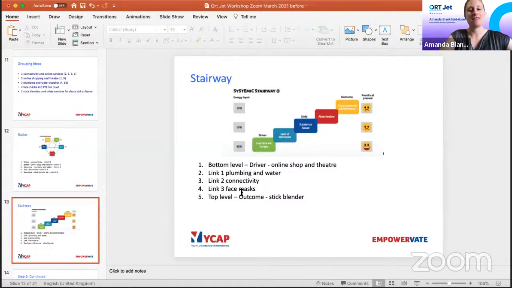And once you've done that, then you can look at the next one, which is plumbing and water. So plumbing and water is an essential need. Every single person needs plumbing. It's not something that's only going to be there during COVID time. So it's also a very important one.